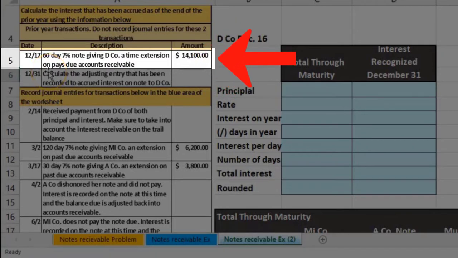So on 12/17, we have a 60 day, 7% note receivable, giving D Company a time extension on past due accounts receivable.